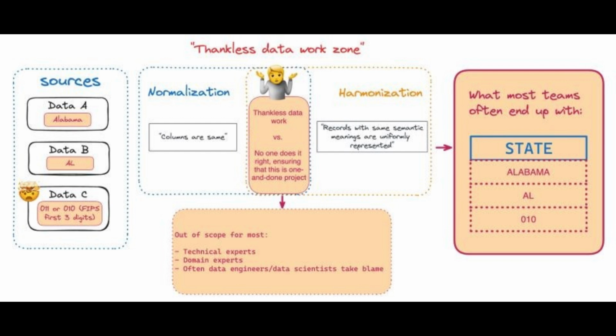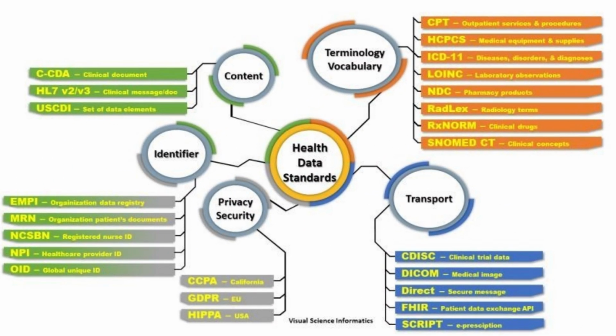Harmonization is about figuring out how to map those different formats onto a common meaning. It can be quite complex, but it's essential for making sure the data is truly usable. So normalization is about making the data look the same, and harmonization is about making sure it means the same thing, even if it looks different.